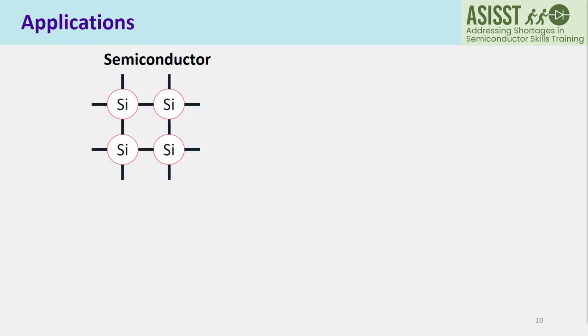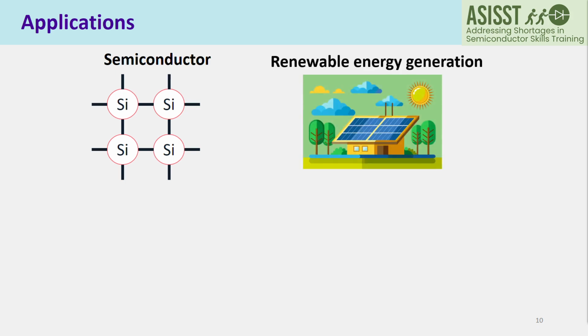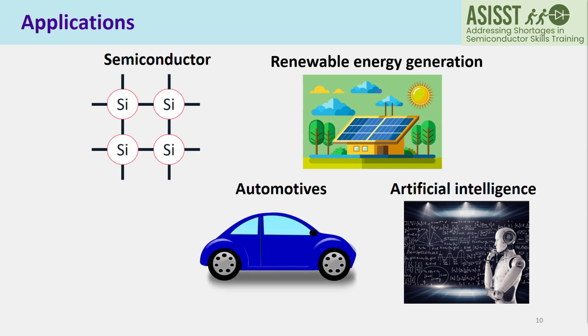As a result, more and more applications in our daily lives are relying on semiconductors. And those that already do continue to demand more advanced semiconductor technology. It has already enabled important developments in areas such as renewable energy generation, artificial intelligence, and automotives. Their importance is only going to increase in the future. So learn more about them with us in our later videos.